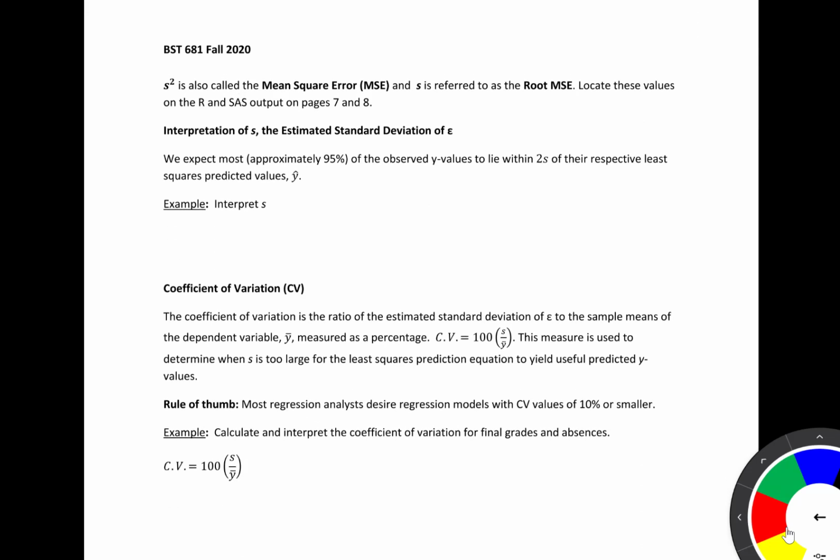Now, as always, anytime that we calculate a value, we always want to talk about the interpretation of that value. Why is it important? What is it telling us about our model? And so here, if we look at the interpretation of s, what it does is it gives us the estimated standard deviation of our errors. And we expect approximately 95% of the observed y values to lie within 2 standard deviations of the respective least squares predictions y hat. And again, this is coming from the empirical rule, and it has to do with that normality assumption. So the interpretation of s is as follows.